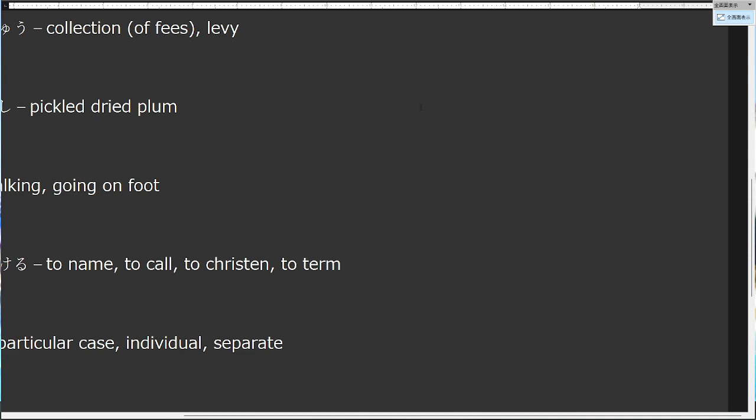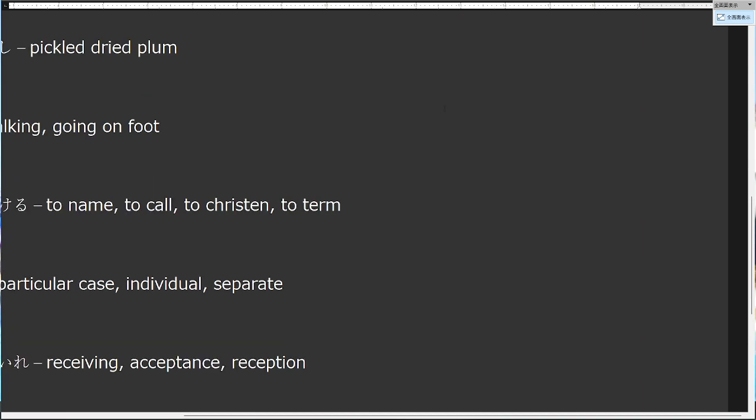A collection of fees or a levy is choshu. Cho on the left side being our kanji for a sign, symptom, but also collection. And shu on the right side for collection as well. Choshu is a collection, but of a specific type, specifically for fees and money. Choshu is a collection of fees.